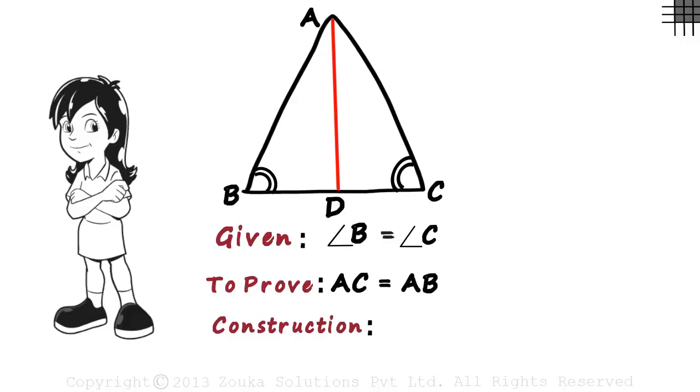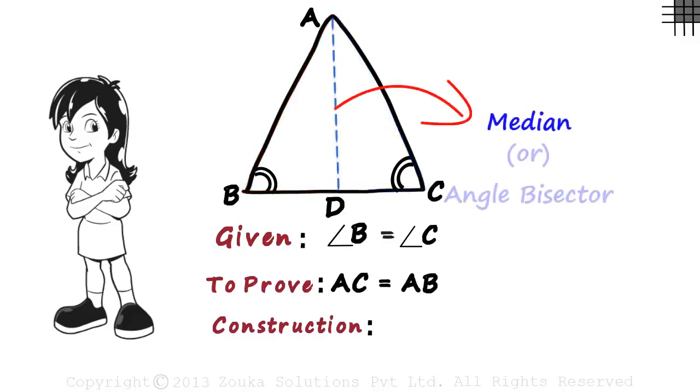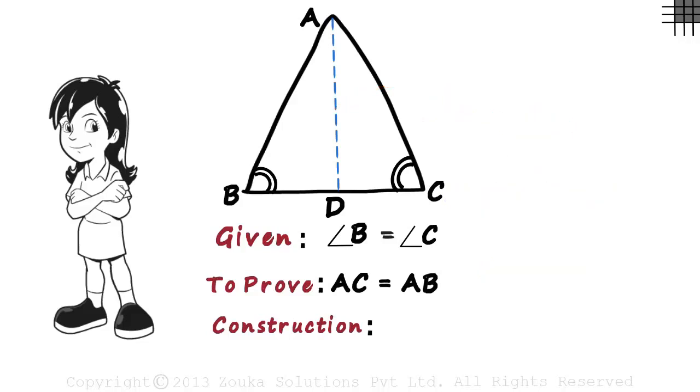Remember, this line which we use to form two triangles should be special in some way. It should help us to prove the congruence of these two triangles. By special, I mean it should either be the median or the angle bisector or perhaps the altitude. Let's try out the different possibilities.